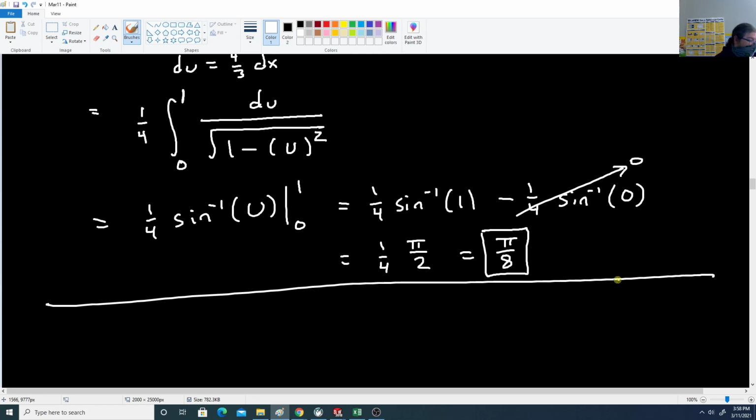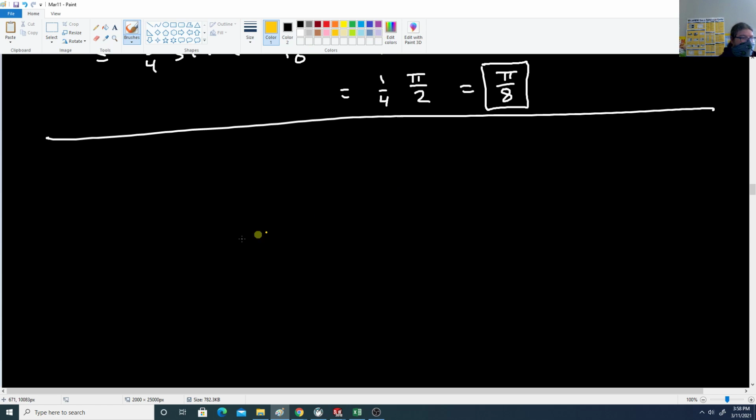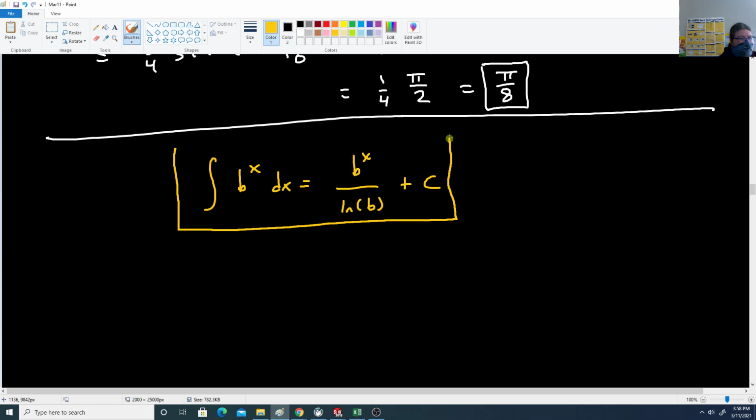Okay, so next we're going to move on and take a look at one other expression that we need. So we get this equation, that's the integral of b to the x dx is equal to b to the x over natural log of b plus c. And there are two other examples we want to go through and solve here.